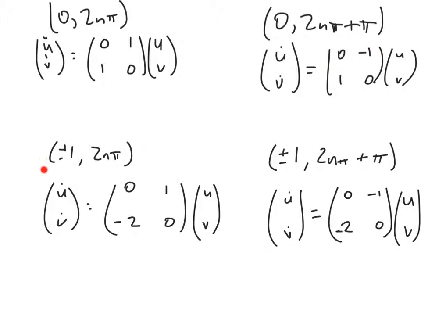And then the plus or minus 1 points are similar to each other. When the y value is 2n pi, we have this matrix, and when the y value is 2n pi plus pi, the first row flips. And so now we need to figure out what each of these four matrices corresponds to in terms of type of fixed point, and then we want to come up with some kind of sketch for the system.